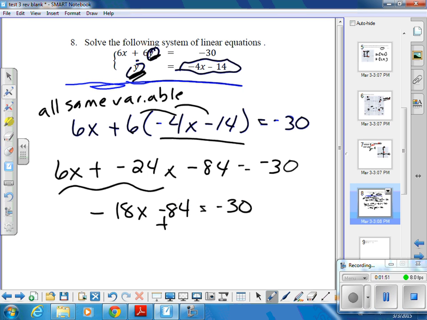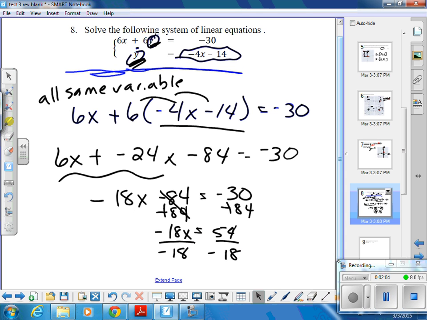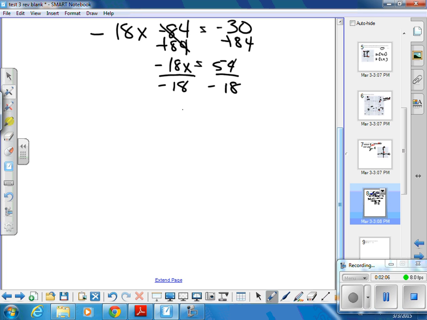Add 84. Add 84 here. You end up with positive 54 is equal to negative 18x. Divide by negative 18. Divide by negative 18. Now, you should end up with the answer x is equal to negative 3. So I have x, but I don't have y. So how am I going to find it?